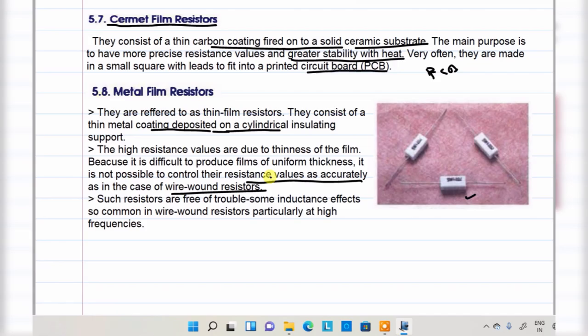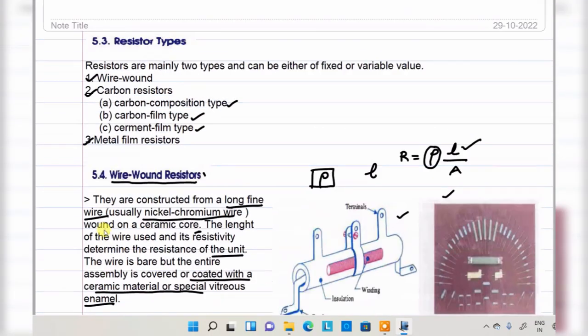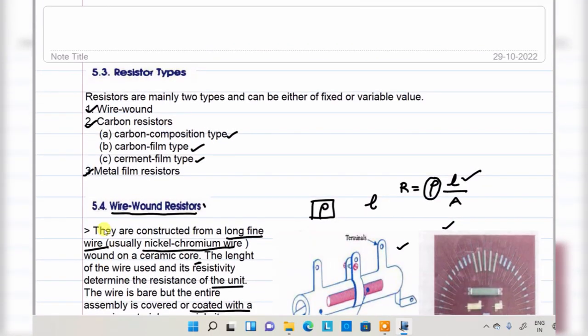In the wire wound resistor, we can control the resistance values, but there is an inductance effect present. Where you require freedom from trouble due to inductance effects, we use the metal film resistor. In the case of wire wound resistors, particularly at high frequencies, we have a problem with inductance. So to avoid those problems, we use the metal film resistor. So this is about the different types of resistors. I hope you got the idea about the resistance concepts, right?